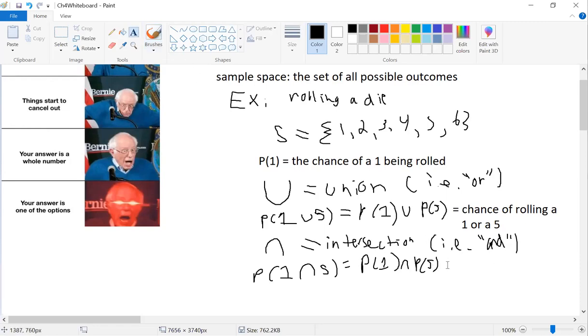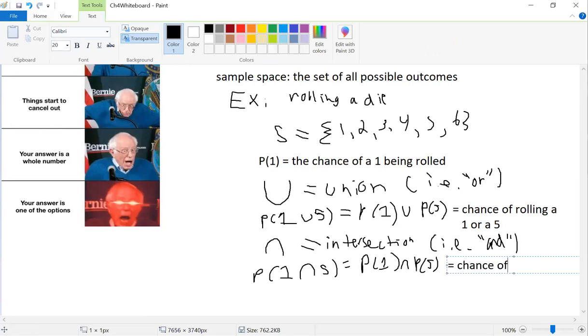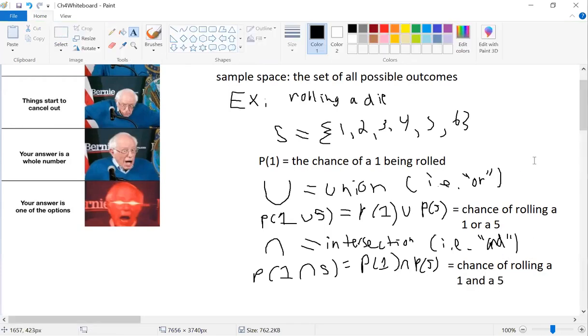And just to make it as formal as possible, this is equal to the chance of rolling a 1 and a 5. Now, in this case, if we only roll the die once, that's 0%. You can't get a 1 and a 5 at the same time. You just can't. So if we only have one trial, then 0% with one die. Now, if we're rolling two dice, then you got a few more options because you can have the 1 on the first die and the 5 on the second die or the other way around. When we're doing these probabilities, you'll always be told how many trials there are.